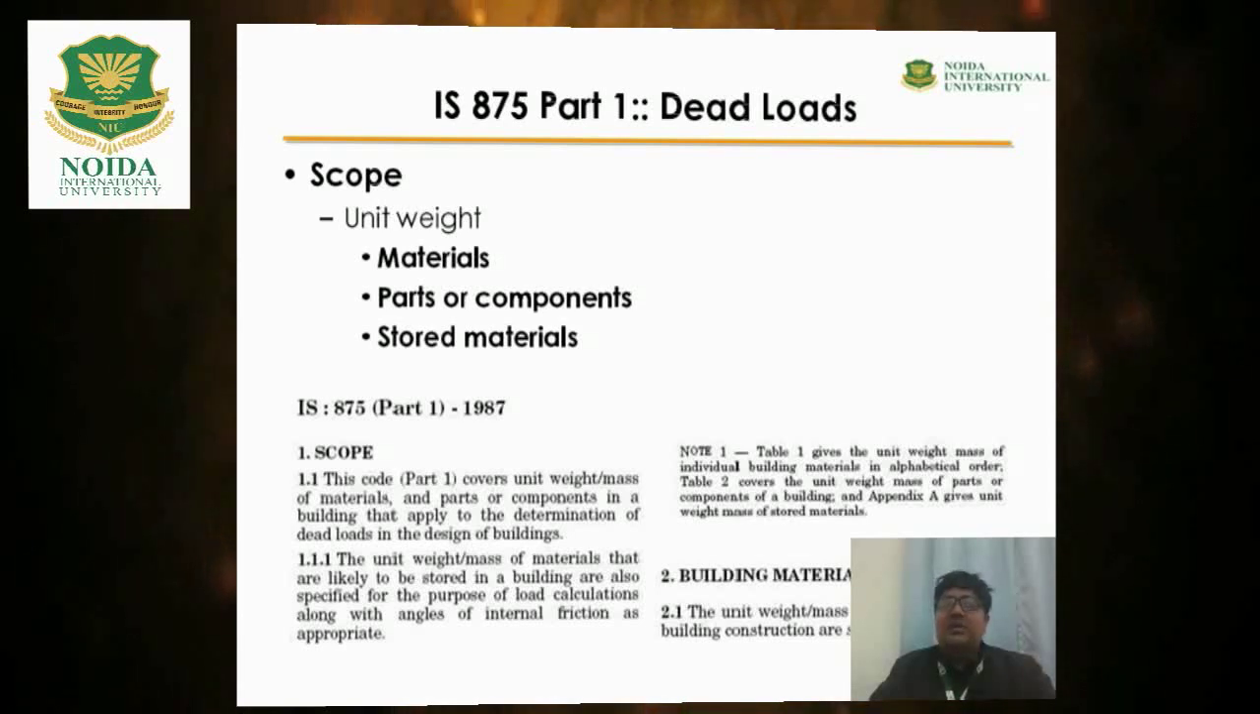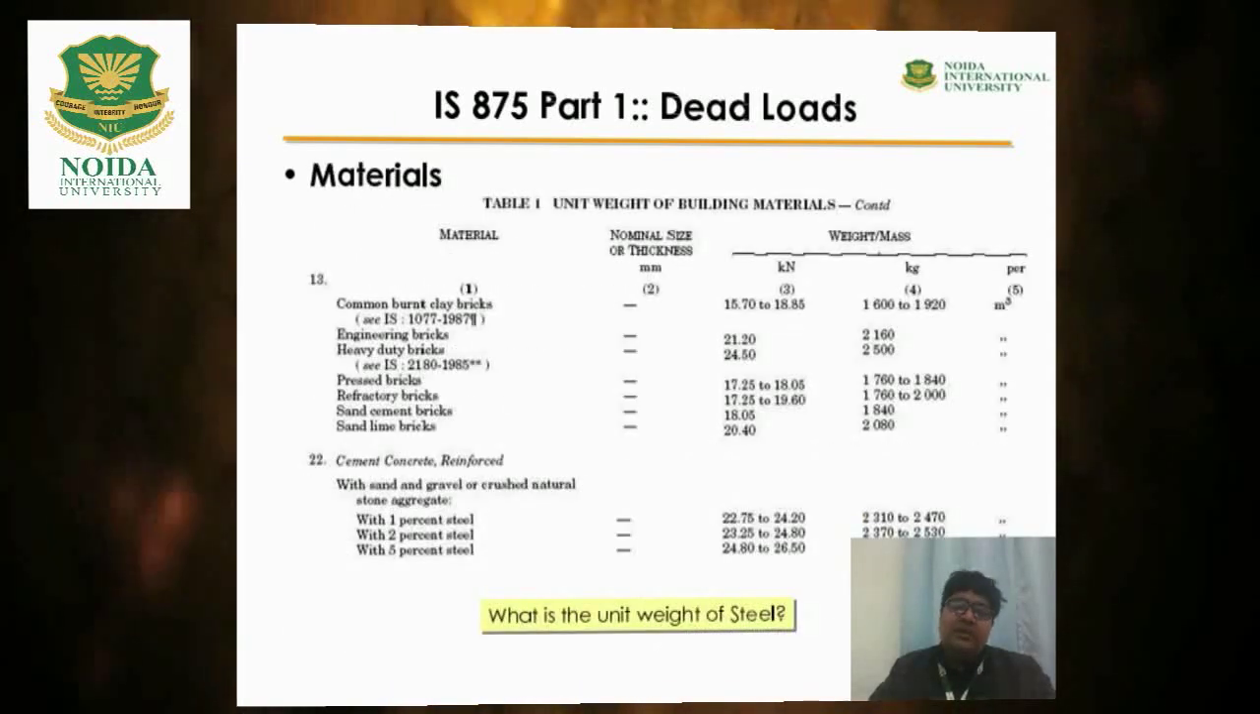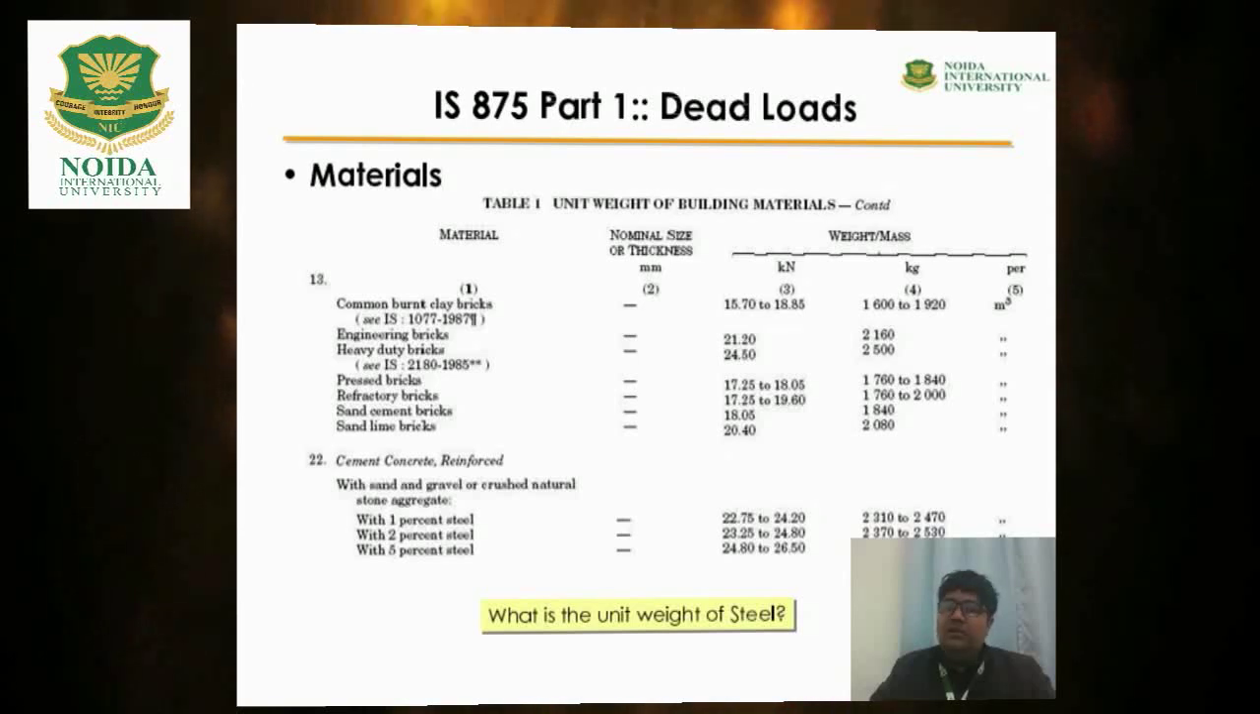Particular structure will have a different unit weight, which is given in this IS code. We'll see a table or form, so it gives you information about that. The first one, as per the scope, is the material. The first is the material we can see in that particular Table number 1, which gives the unit weight of the building material, right?